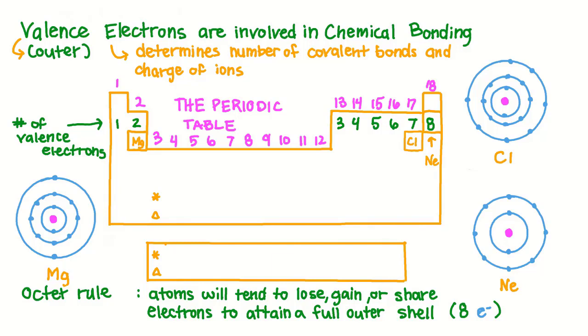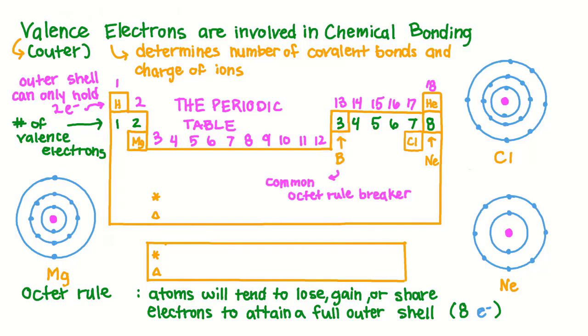Now, this octet rule is just a rule of thumb, and it's quite easy to find elements that don't obey this rule. For instance, the first electron shell can only hold 2 electrons, so hydrogen and helium will have a full outer shell when they have 2 electrons. Boron also commonly breaks the octet rule. Even though it can accommodate 8 electrons in its outer shell, we commonly find it with less. And things get even less concrete once we get into the 4th period. Nevertheless, this is still a good rule of thumb for us to use when considering how atoms bond and form ions.